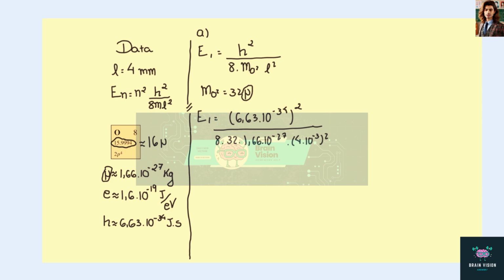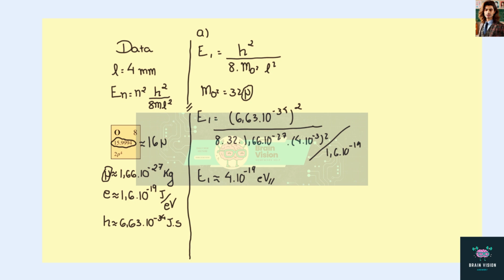In order to make it more suitable for the situation, we convert that energy from joules to electron volts, and we do so by dividing the energy by the electron charge, which is 1.6 times 10 to the minus 19. Finally, the energy of the ground state is approximately 4 times 10 to the minus 19 electron volts.